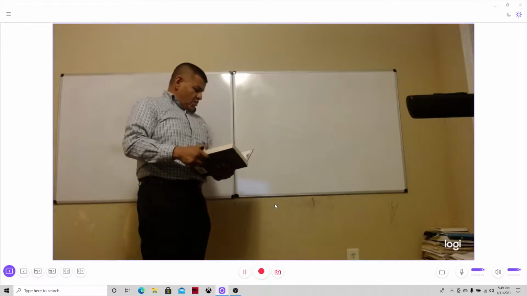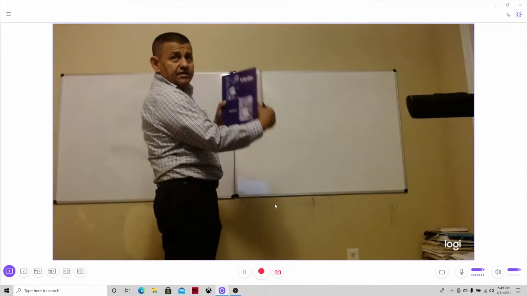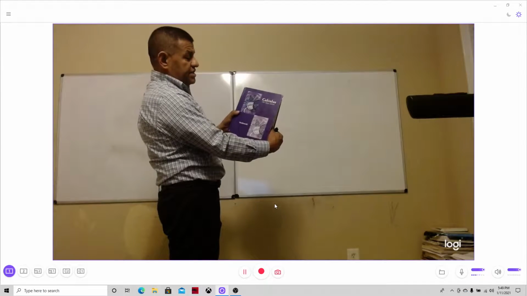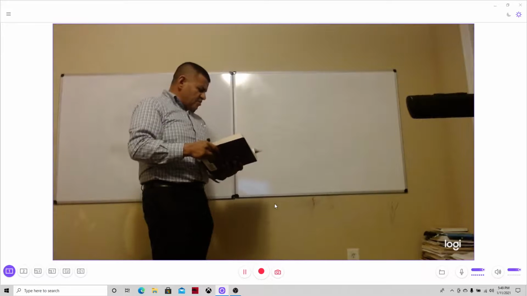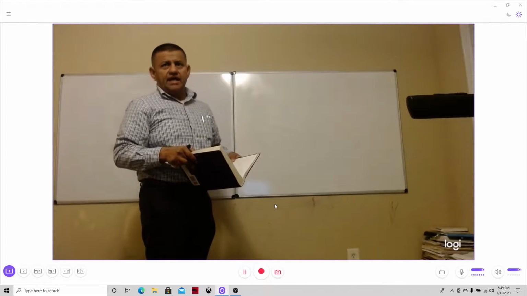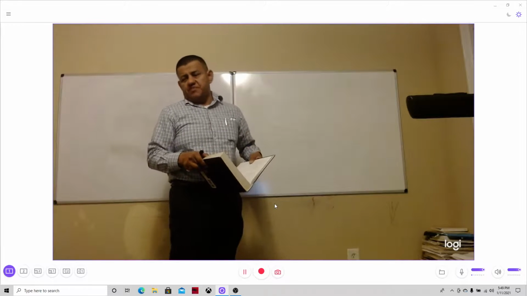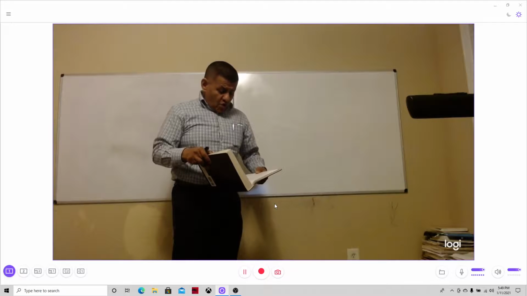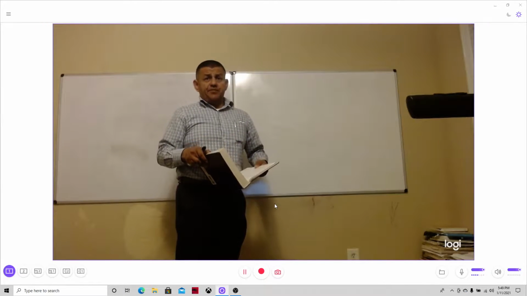Here I am using this book. I don't know if the camera can see it, but it's called Calculus, a Classic Edition. That's what I studied when I taught calculus in college, and I'm basically using the same book. So let's do some examples.